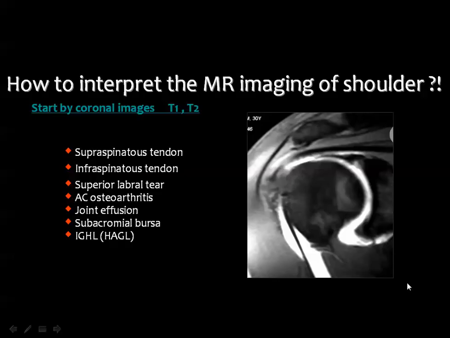Then how to interpret the images of the shoulder by MRI. This is just a recommended approach if you want to go through this. If you have another idea, it's good. In my opinion, you should start with the coronal images in the T1 and T2 weighted images. Then you evaluate the lesions and structures which are clearly seen in these images, including the supraspinatus tendon, the infraspinatus tendon, the superior labrum, and acromioclavicular osteoarthritis. If there is joint effusion, what about the subacromial subdeltoid bursa? And finally, you have a look at the inferior glenohumeral ligament.